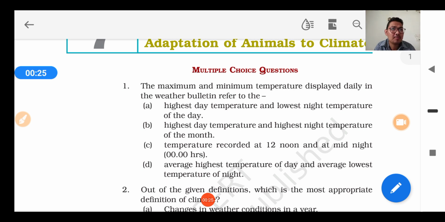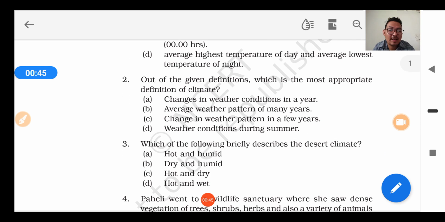Maximum and minimum temperature displayed daily in the weather bulletin. It refers to the highest day temperature and lowest night temperature. Okay, because this only we see in the newspaper or in the live weather bulletins. So the question is a very common sense question.